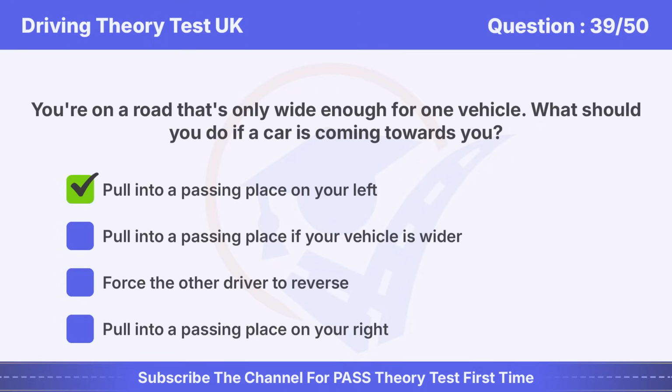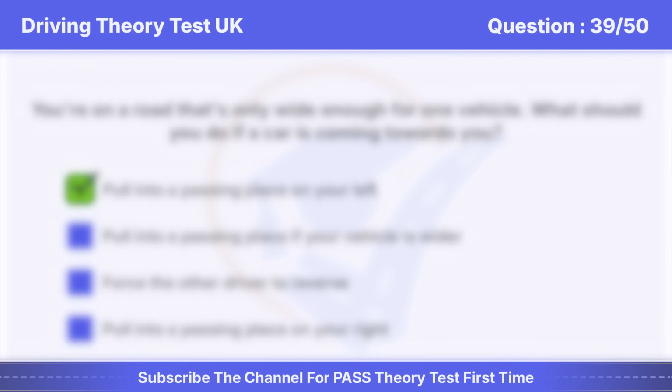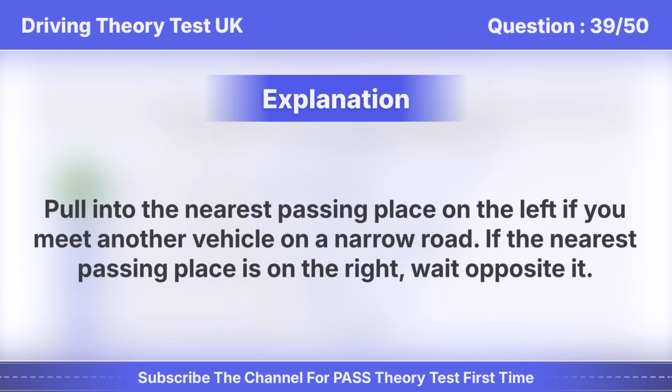Answer is A. Pull into a passing place on your left. Pull into the nearest passing place on the left if you meet another vehicle on a narrow road. If the nearest passing place is on the right, wait opposite it.